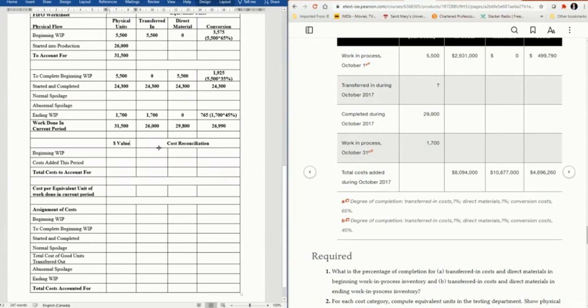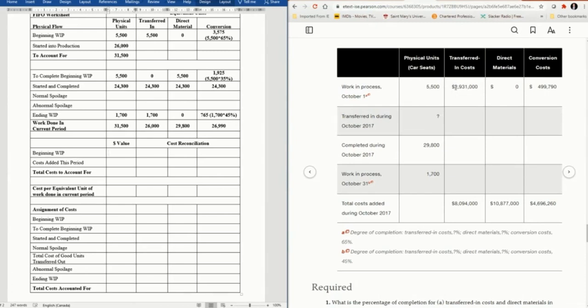So now we want to do the costing part of the same thing. In terms of costs, they tell us here, right? We've got transferred in of 2931. If you don't mind, I'm going to leave out the dollar signs because I'm running out of space. Well, I'm just going to put it in here. 3378. $790.